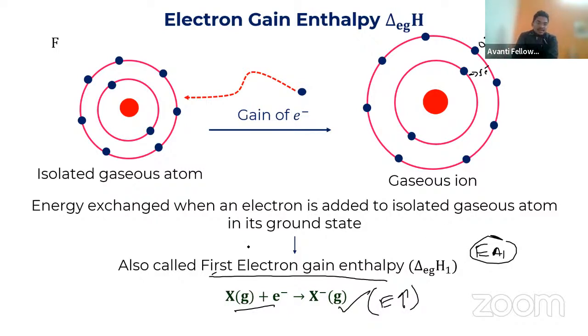Okay, generally. But in case of noble gases, the electron affinity is positive. But all other than noble gases, the electron affinity is negative. So that means we can say electron gain enthalpy is neither always exothermic nor always endothermic.